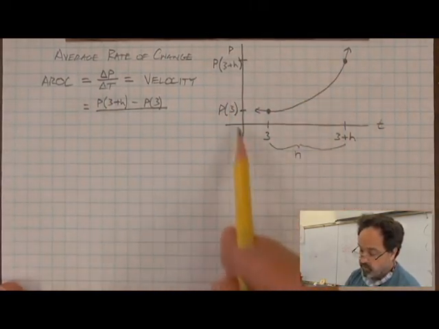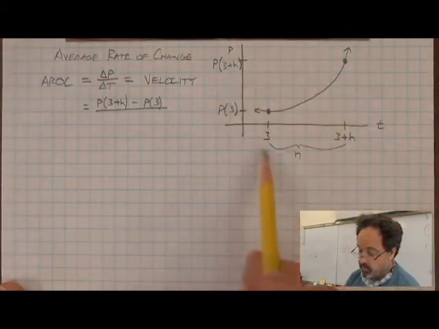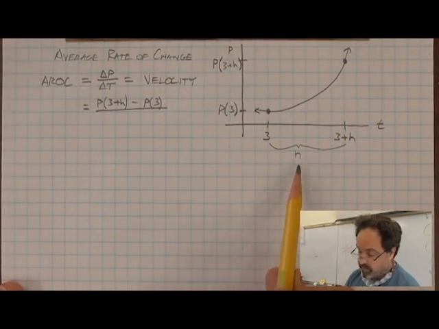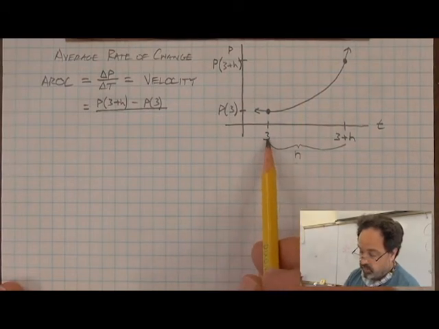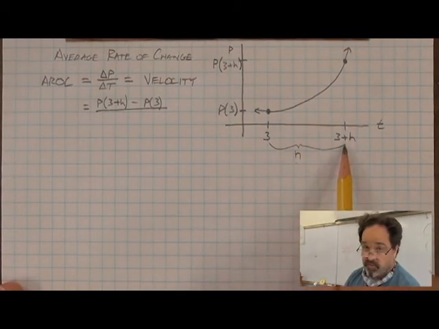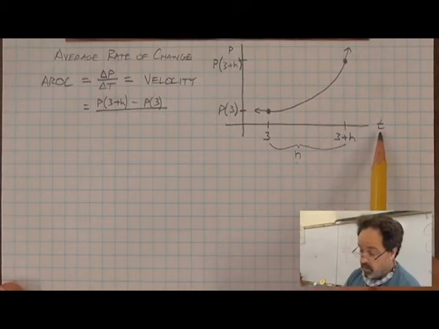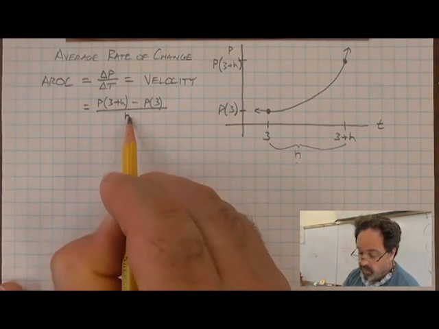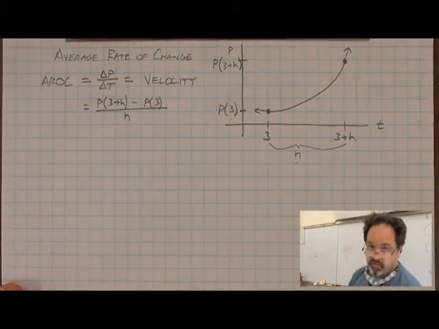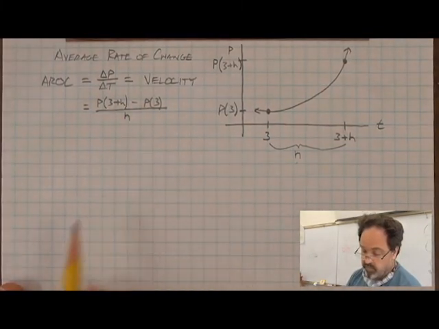In this presentation, we did something a little bit more useful. Delta t was given this variable h. If we start at 3 and we go to 3 plus h, the amount of change of my horizontal variable t is just represented by that single variable h, making this presentation very efficient.